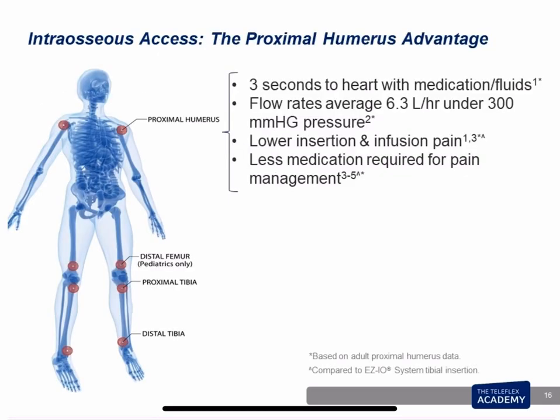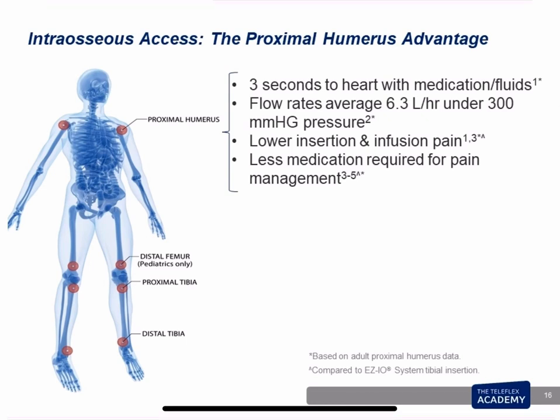So I've talked about the benefit of the proximal humerus with regard to discomfort and how it's much less discomfort than when given in the tibia. There are a lot of other advantages which have even more of a clinical importance, and one of those is the flow and how quickly fluids and medications can enter the central circulation.